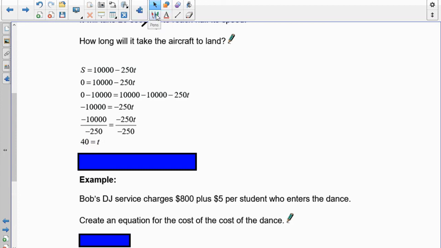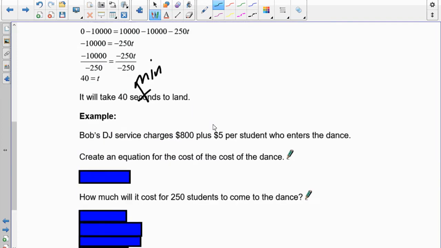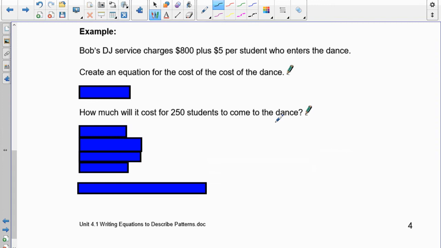So it's going to take 40 minutes for the experimental craft to come to a stop on the ground. And I'm pretty certain down here I probably wrote seconds again, didn't I? Yeah, I did. All right, so this is minutes. All right. Now, let's go to our next example.